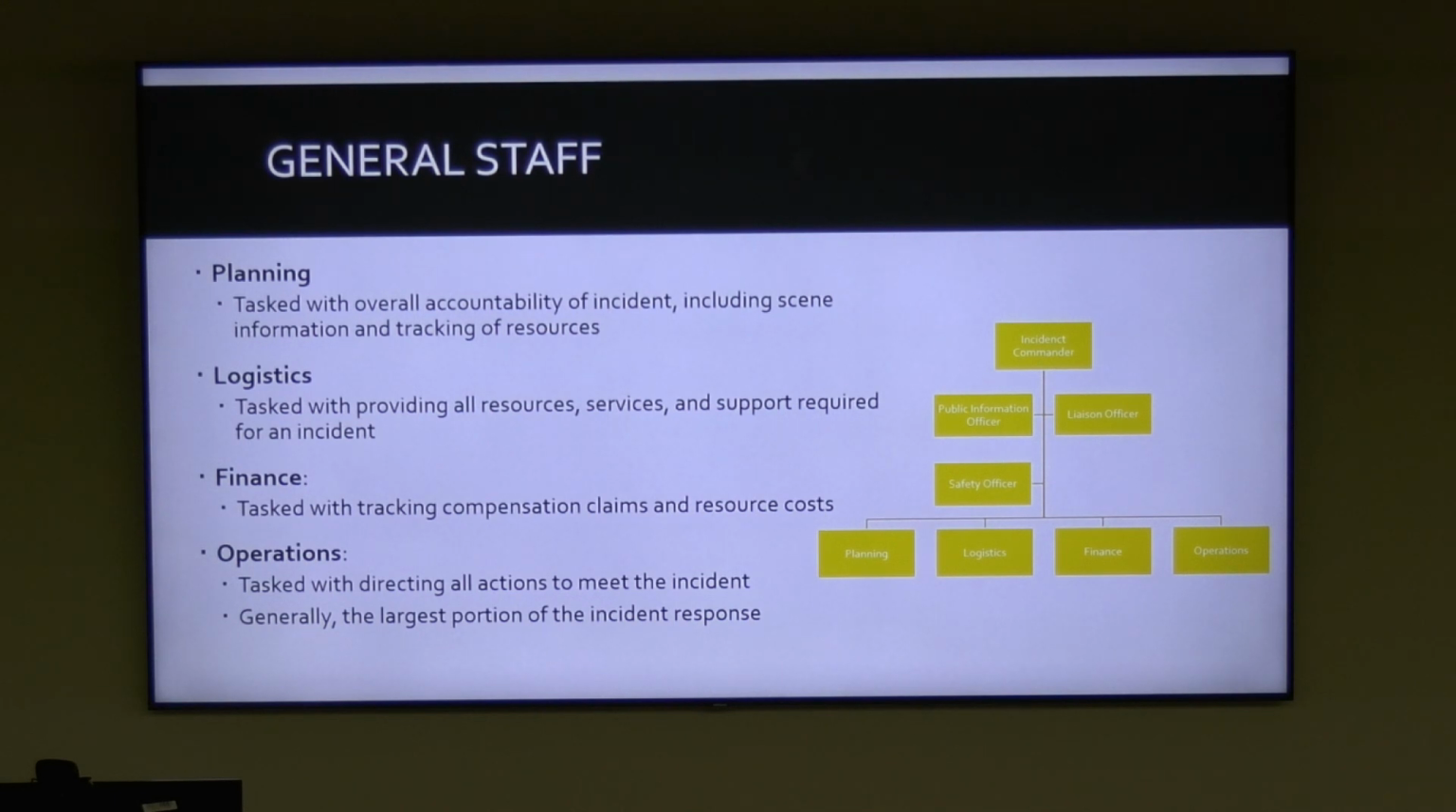Logistics has to do with providing all resources, services, and support required for an incident. So in a hurricane situation, there are several operations that usually occur, but one example would be patient care. The logistics team would make sure that all the resources, services, and support are provided.